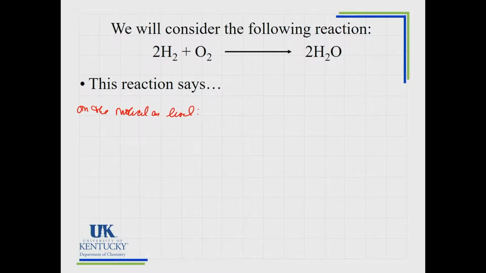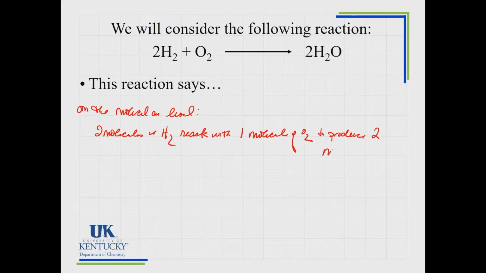What do I mean by that? Well, we would say 2 molecules of hydrogen reacts with 1 molecule of oxygen to produce 2 molecules of water. Okay, so that's one way to think of it in terms of the molecular level.